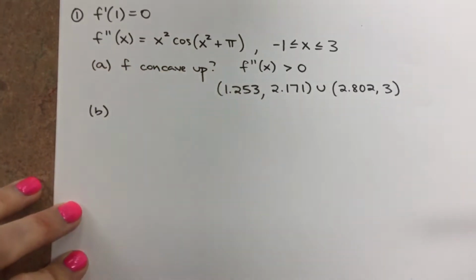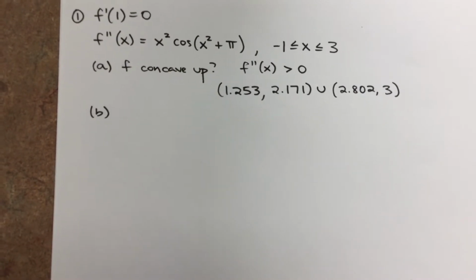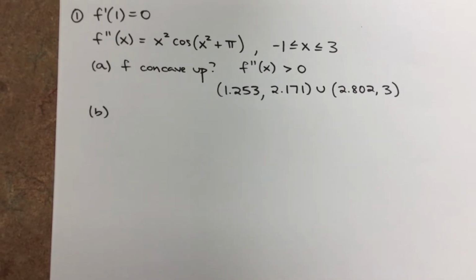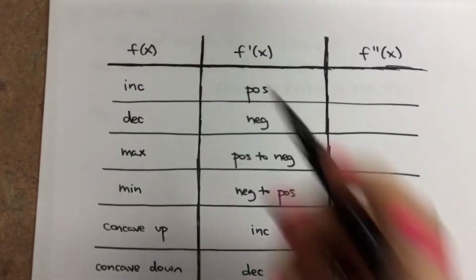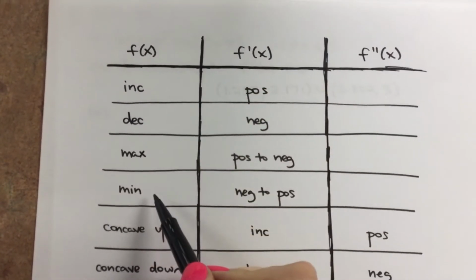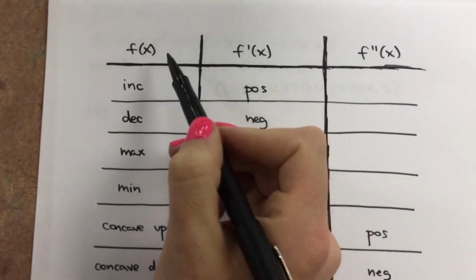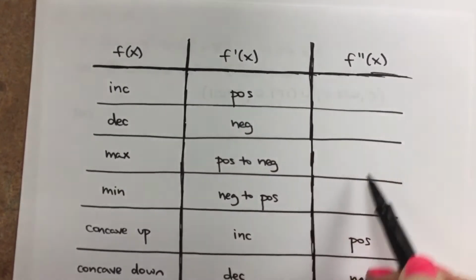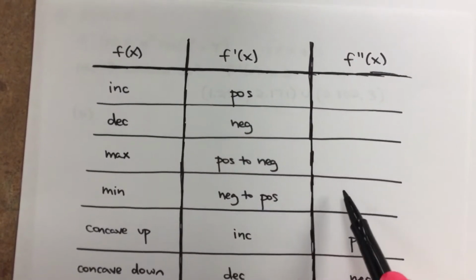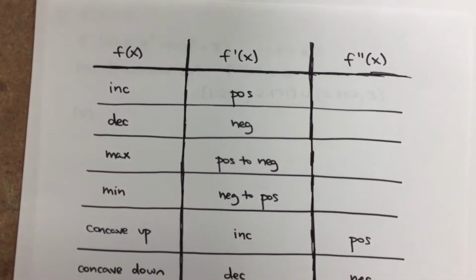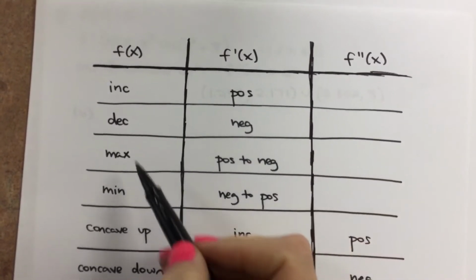Letter B. Letter B says, does f have a relative min, a relative max, or neither at x equals 1? Justify your answer. Okay, so f, max, min, and then we'll talk about neither. If the first derivative was changing, then that would be a max or min.